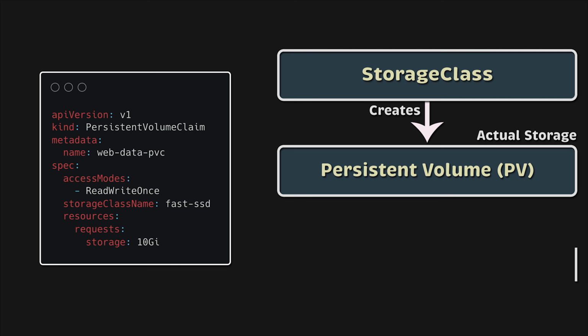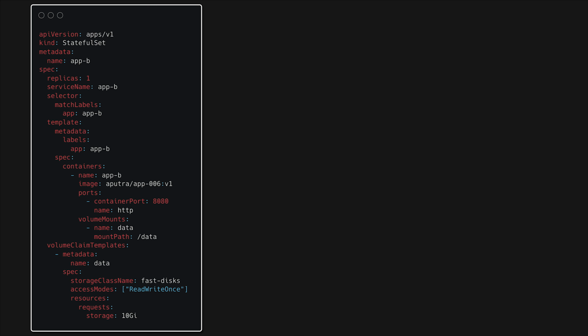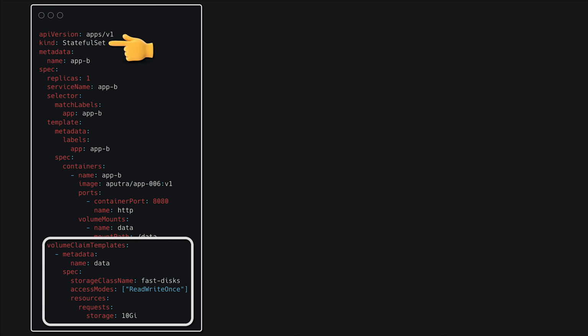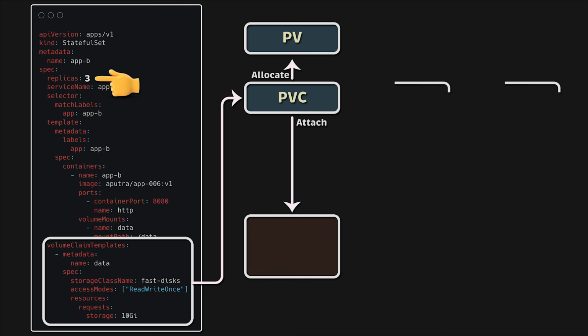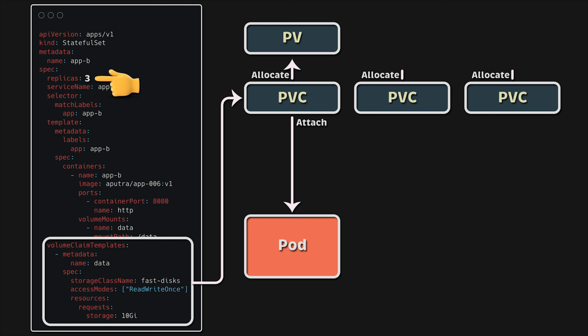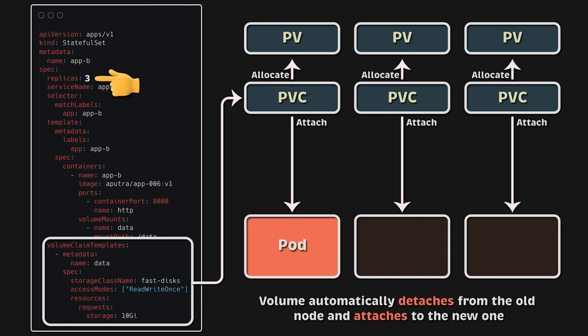Finally, there's the persistent volume claim, or PVC. This is a user's request for storage. Just as a pod consumes node resources, a PVC consumes PV resources. It defines the specific size and access modes required. To deploy stateful applications, we typically use a stateful set. Inside the stateful set, you define volume claim templates. Based on this spec, every pod created by the stateful set gets its own unique PVC, which is bound to its own PV. If you run 3 replicas, you get 3 distinct volumes. The best part? If a pod is rescheduled, perhaps during a node upgrade, the volume automatically detaches from the old node and attaches to the new one where the pod is running.